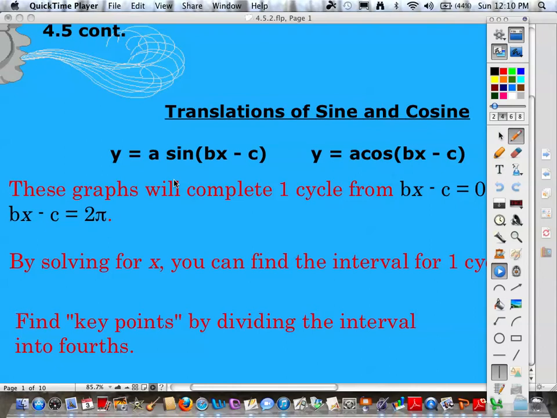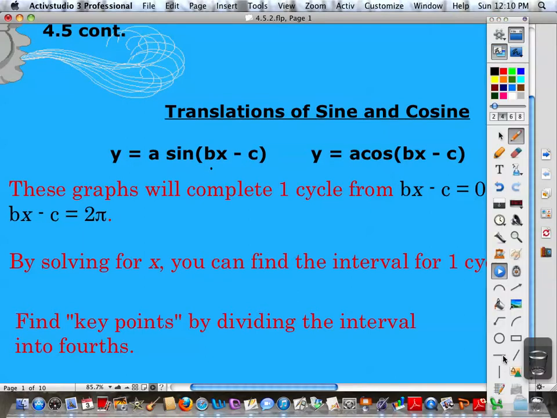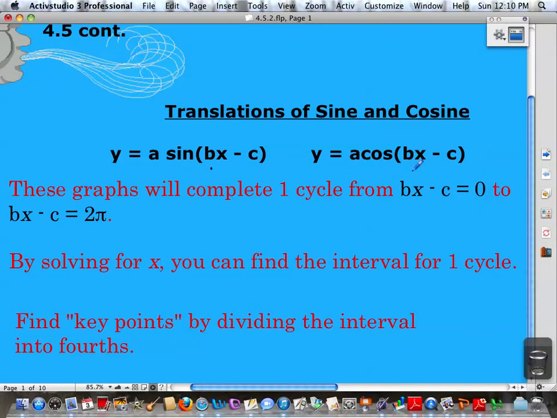We're looking more at graphing of the sine and cosine graphs today, and looking more at the translations, those things that we kind of saw back in the last section. We're seeing what's happening with these bx minus c pieces. How are these things going to affect the graph?